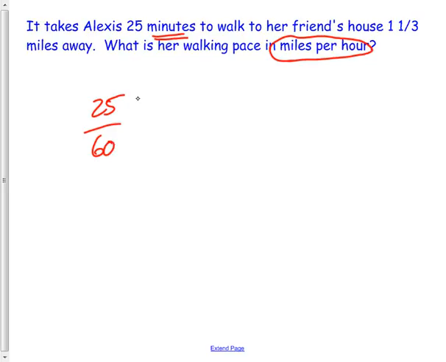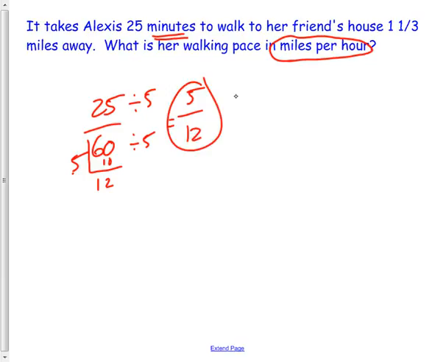This is an hour. So we want to simplify this as much as we can. Let's divide by 5. So 25 divided by 5 is 5. 60 divided by 5, well, 5 goes into 60 one time, and there will be 10 left over, and 5 goes into 10 twice. So that would be 5/12. All right, so we just figured out it's 5/12 of an hour. She didn't walk 25 minutes, she walked for 5/12 of an hour. So what is her walking pace in miles per hour?